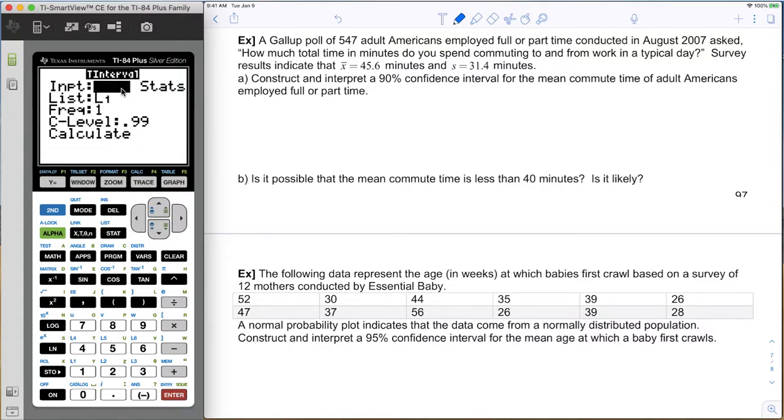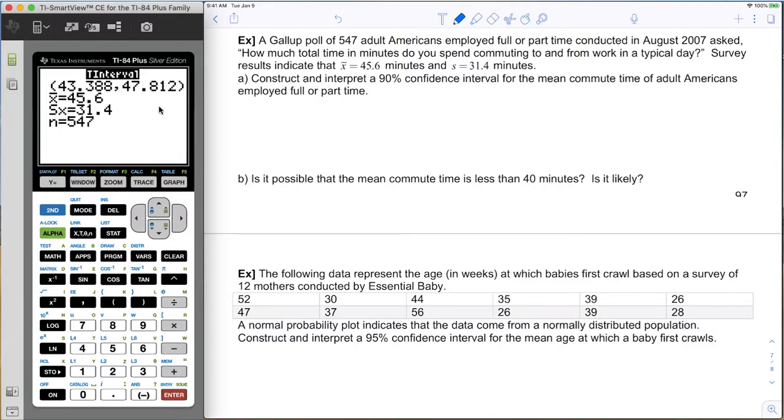Now there's two input levels, data or stats. We were given statistics in this example. We were given x bar and s, so we want to choose stats as our input, and then we type in the different stats. So we were given x bar, which is 45.6. We were given s, the standard deviation, 31.4. And we were given a sample size of 547. The confidence level here is 90%, so I'm going to put in 0.9. And then we go down to calculate.